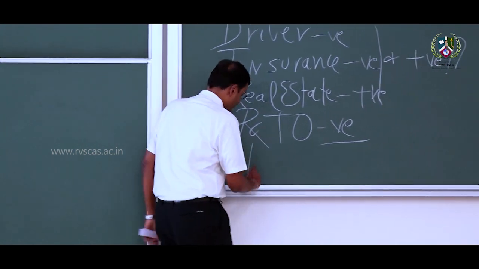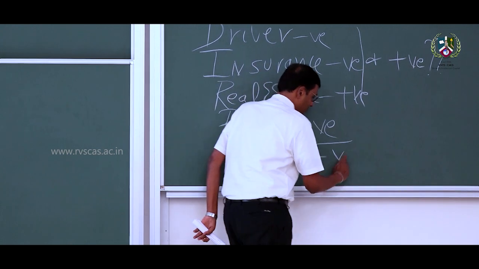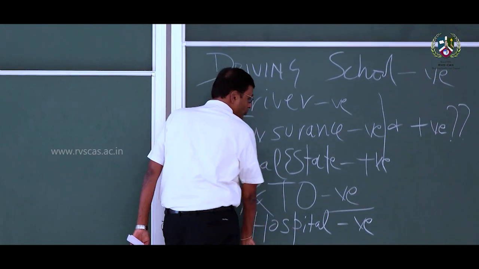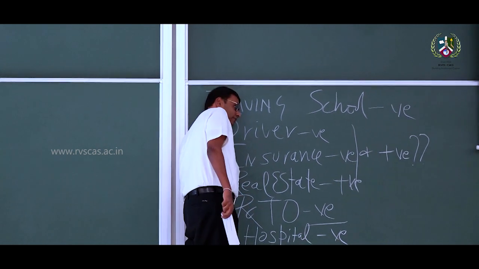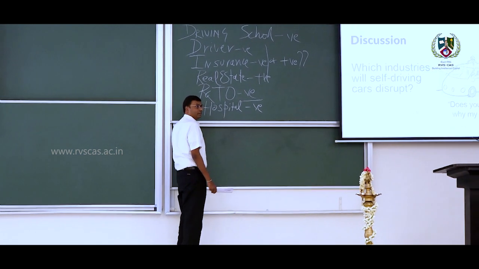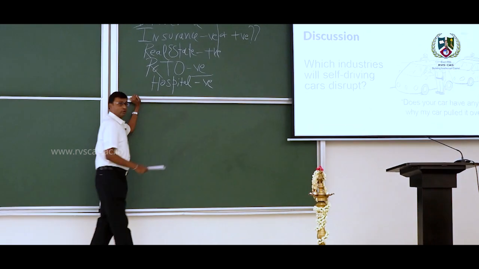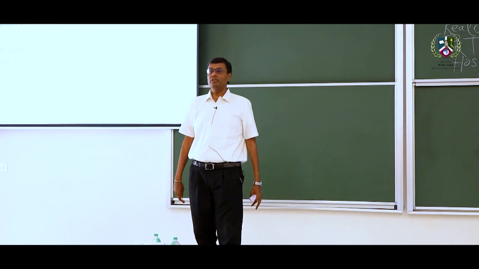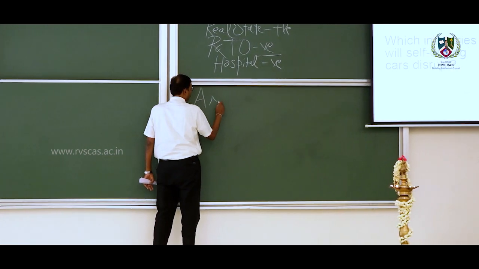Hospitals. Very good. Positive or negative? Why? Accidents. Okay, excellent. Very, very close to hospitals. There is one more thing, which is very, very close to hospitals. Ambulance, yes, lesser number of ambulances. Ambulance. One more.